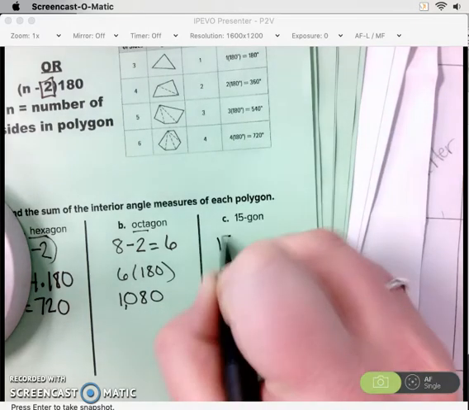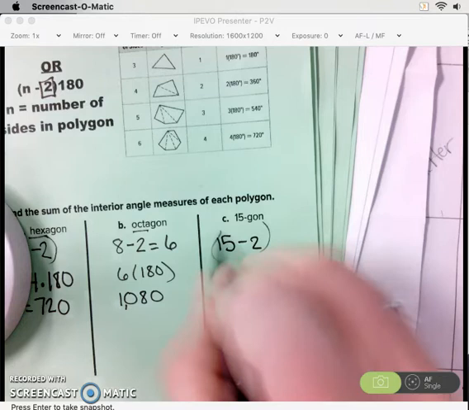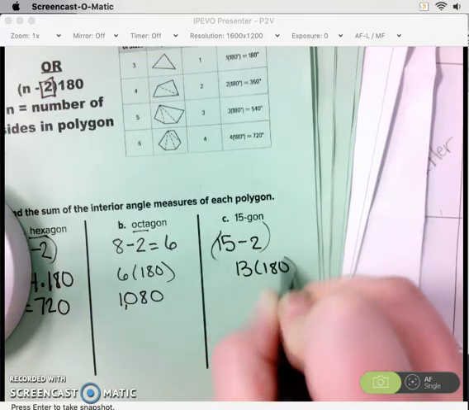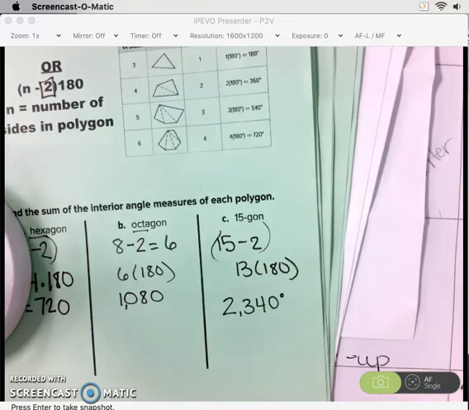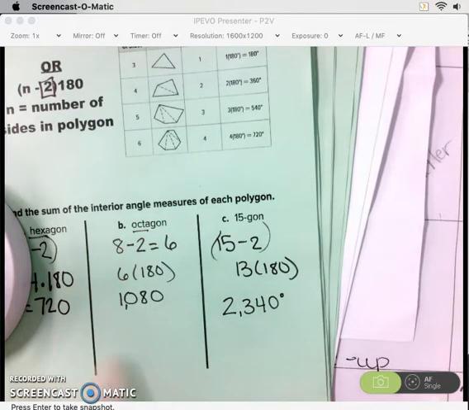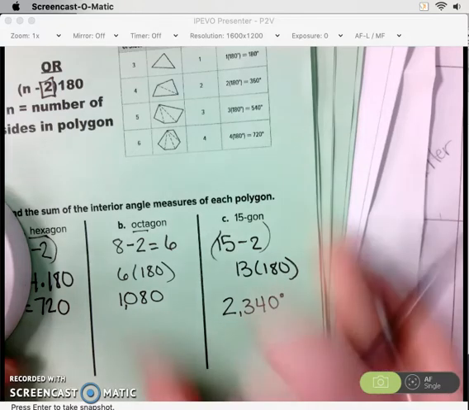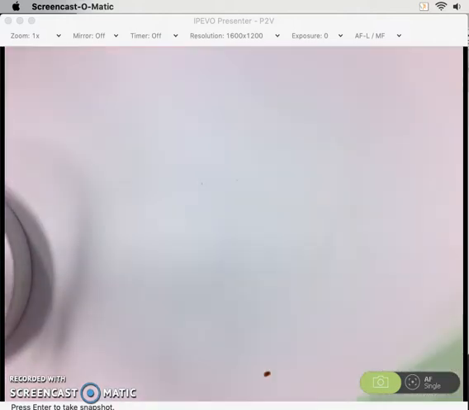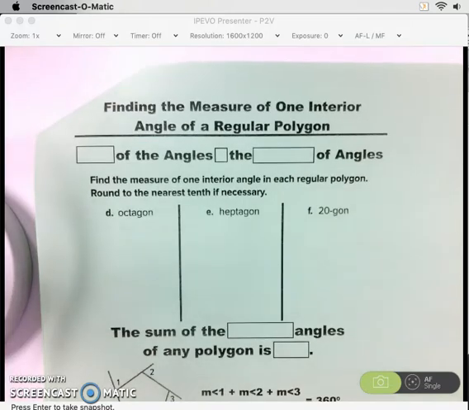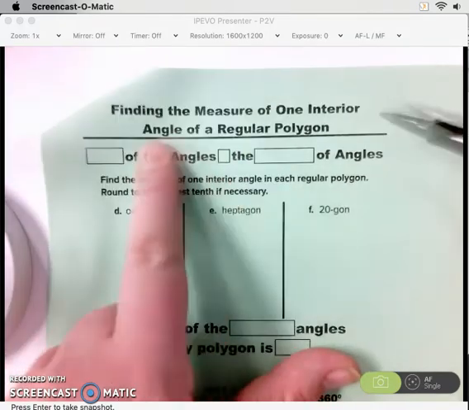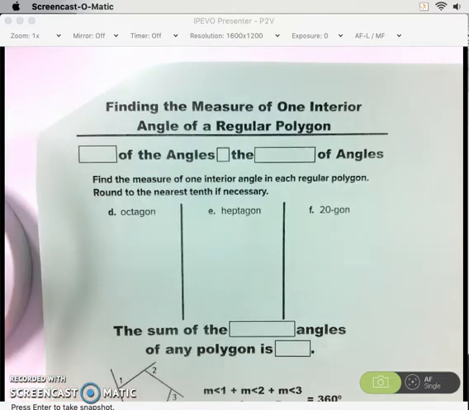So you're going to take 15, subtract 2, you get 13, and multiply that by 180, which will get you 2,340 degrees. So this means that in an octagon, the total number is 1,080. Okay. Questions? Comments? All right, so finding the measure of one interior angle of a regular polygon.